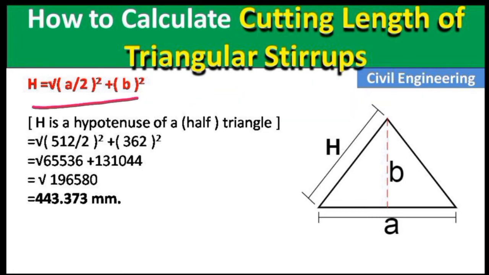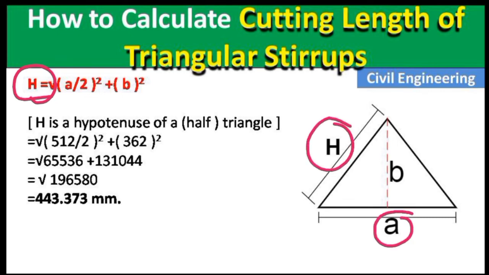So putting all this value for a and b, we will get total 196580 under root, and after solving this we will get 443.373 mm. So guys, we have calculated h, we have also calculated a, and we have the value of b. So now all the values have been calculated. Now we just have to put all this value in the formula which we have already discussed.